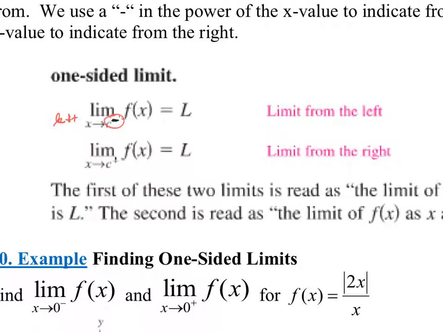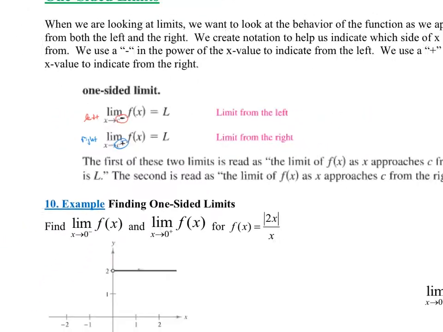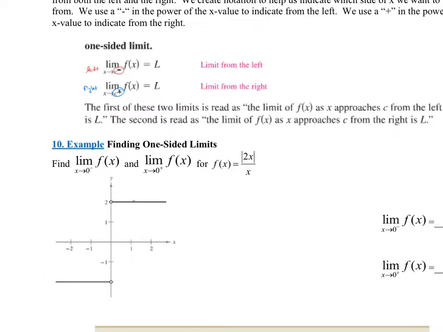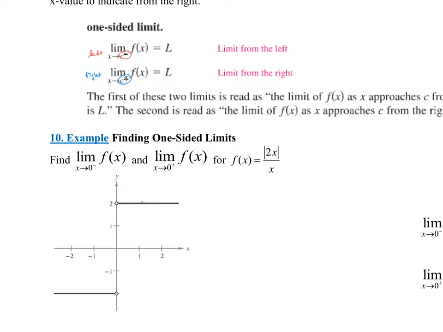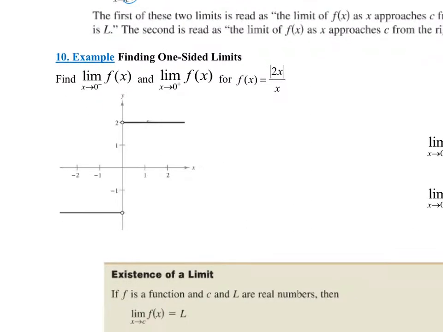If on that c, like a number 2, there's a positive where the exponent goes, anytime it's a positive, it means you're coming from the right of that number. So with one-sided limits, they're not asking what's the limit at that point, they're asking what's the limit on one side of that point. Here's a great example, example 10.